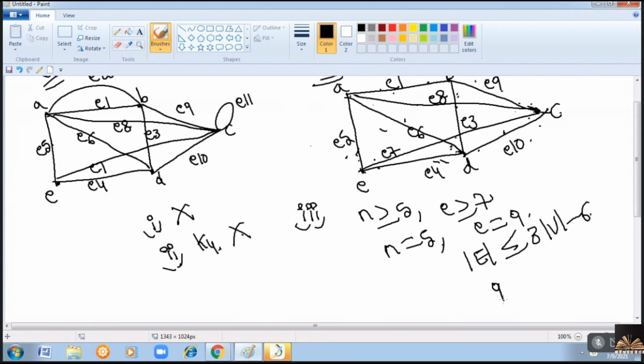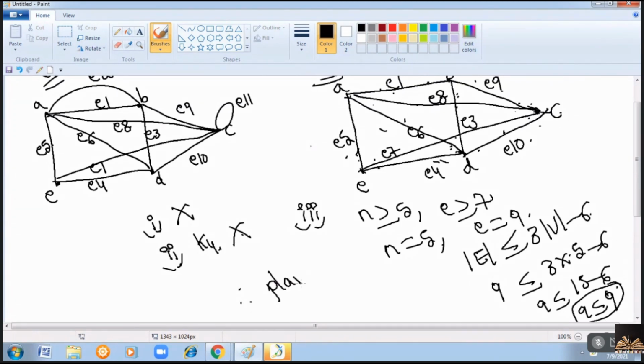What is the number of edges? 9. Is 9 less than or equal to 3 into 5 minus 6? 9 less than or equal to 15 minus 6, so 9 less than or equal to 9. So the inequality is satisfied. Therefore, you can say that the graph is a planar graph. Clear, ma?